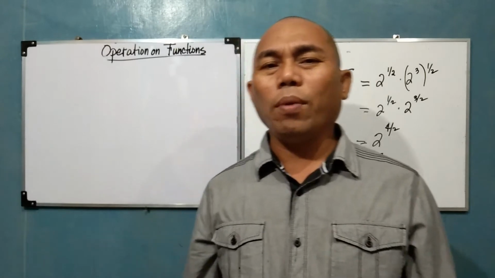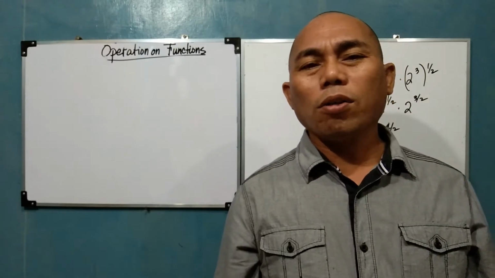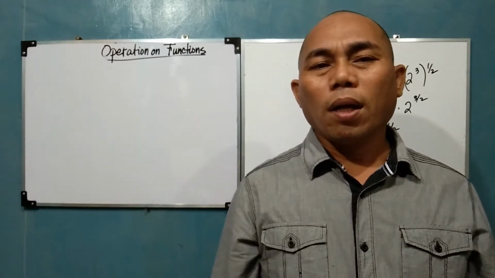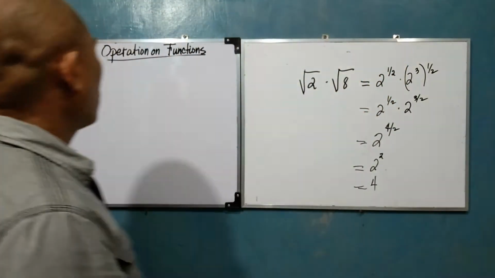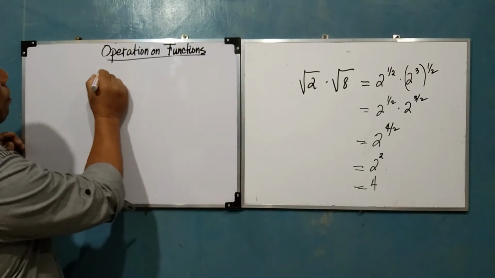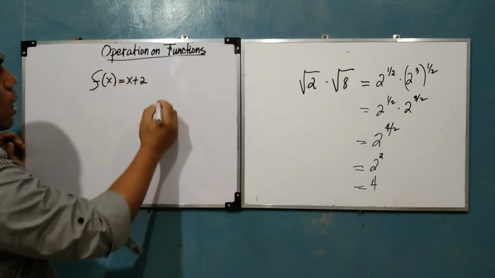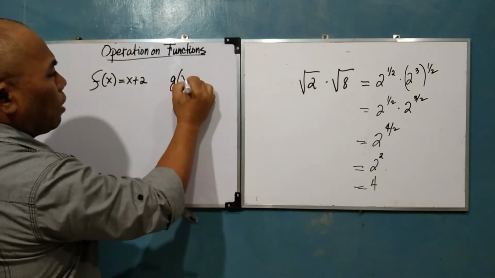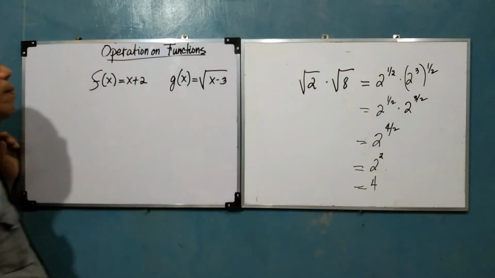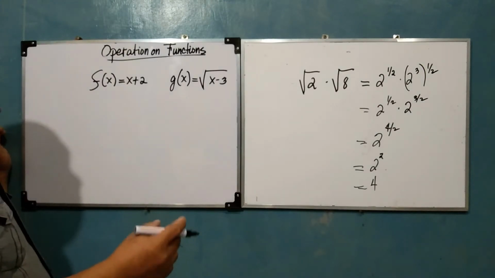My friends, in this video, we are going to discuss operation on functions, and we also include determining the domain and range of the results. Okay? So, operation on functions. Let us have function f defined by x plus 2 and another function g defined by the square root of x minus 3. In these given functions f and g, let us determine the domain.